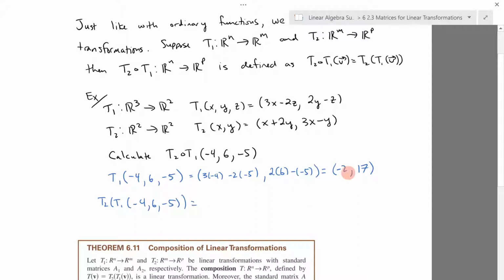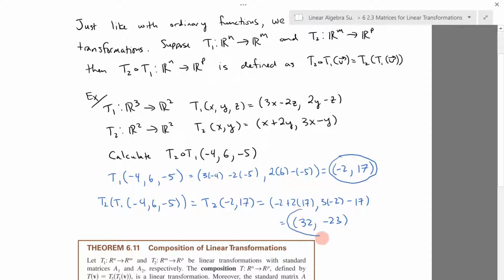The output of the first transformation becomes the input for T2, and now I plug this in for T2. So what do I get? It's negative 2 plus 2 times 17, and 3 times negative 2 minus 17. So I get negative 2 plus 34 is 32, and negative 6 minus 17 is negative 23. This is how you can calculate the composition of two functions.